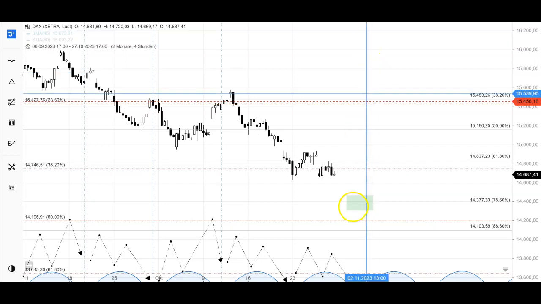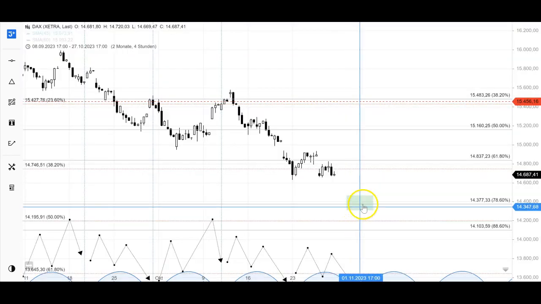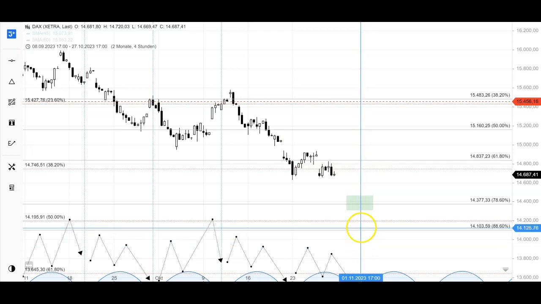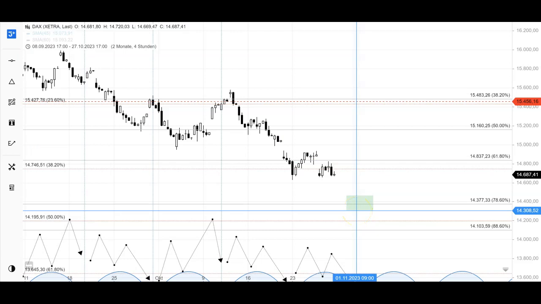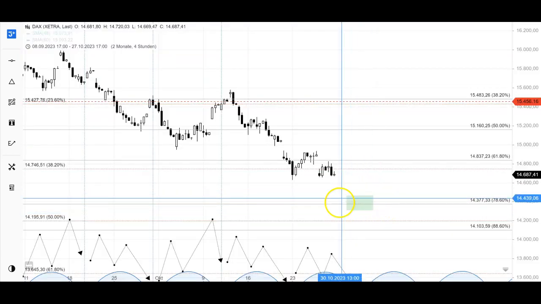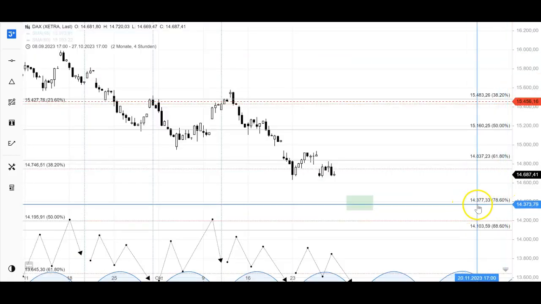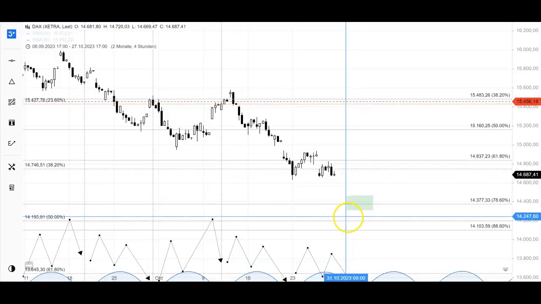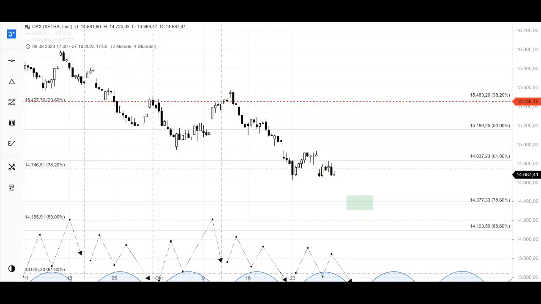It's a 4-hour time frame. I would like to show this because this could be quite important for next week. This one suggests a low on Wednesday, I believe, on the 1st of November. It has a tolerance already for Tuesday or until Thursday. I marked this level here because it fits a daily, the 78.6 retracement at 14,377. So mark this level and that date.